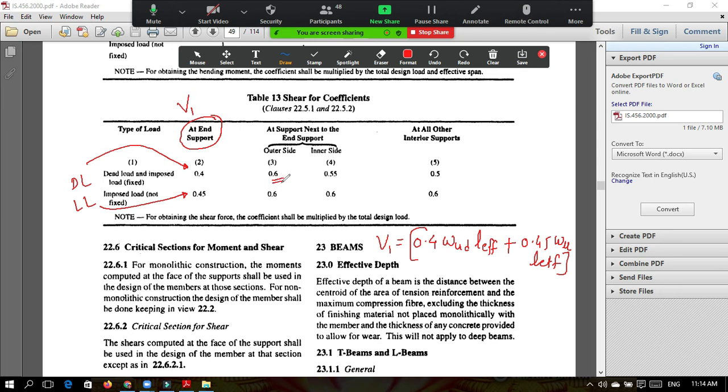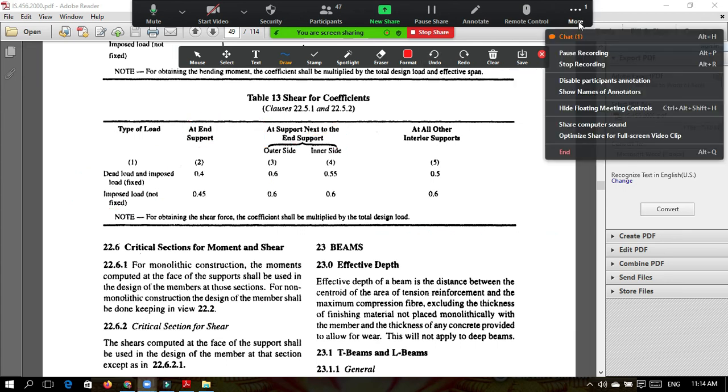Previously we had taken these coefficients and these values are calculated next to the end support. Are you getting my point? But development length is always at the end support. So V1 is nothing but the shear force at end support. And for end support, these are the coefficients 0.4 and 0.45 that we need to consider.